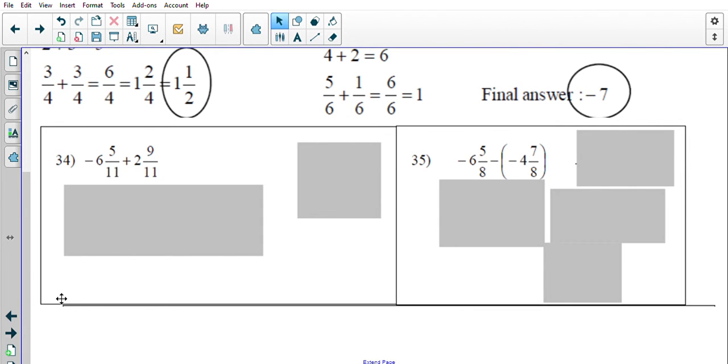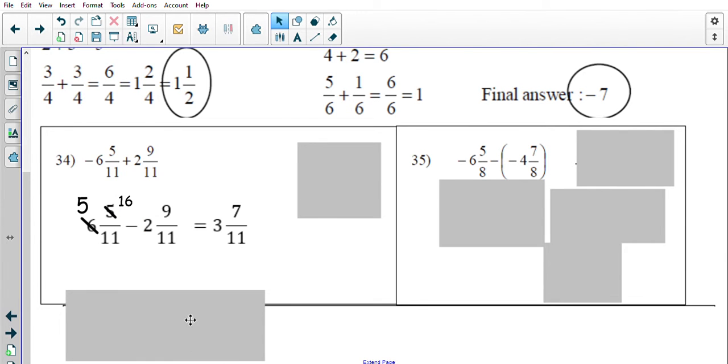We've got -6 and 5/11 plus 2 and 9/11. Since the signs are different, I need to subtract these. So I'm going to be taking 6 and 5/11 minus 2 and 9/11. But because I can't take 9/11 from 5/11, I am going to borrow. The 6 becomes a 5, and this 5 becomes a 16. Why? Well, I added 11/11 onto 5/11, which is 16/11. Or I could do 11 plus 5 and just replace this numerator with 16.